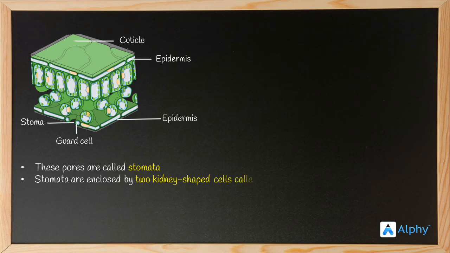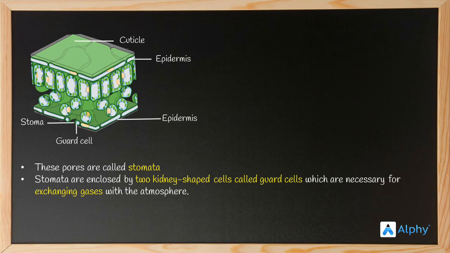Stomata are enclosed by two kidney-shaped cells called guard cells, necessary for exchanging gases with the atmosphere. So, what is the purpose of this guard cell? We talked about stoma here, and now we have to go for guard cell. What is the purpose of guard cell? Necessary for exchanging gases, and they are kidney-shaped, which protects the stoma, right? It protects the pore, and it is necessary for exchanging gases with the atmosphere, right? So that is the function of the guard cell.